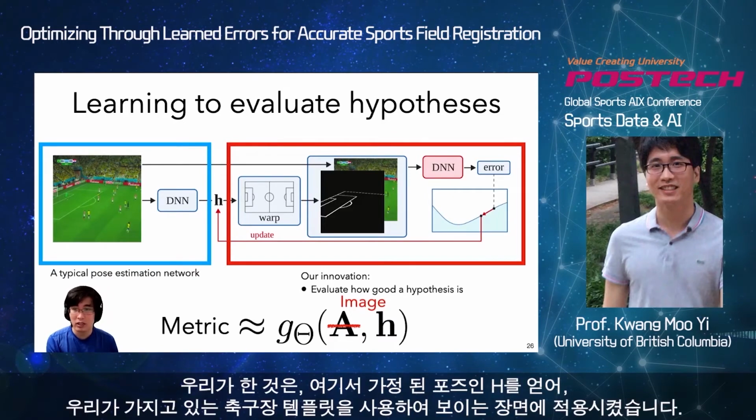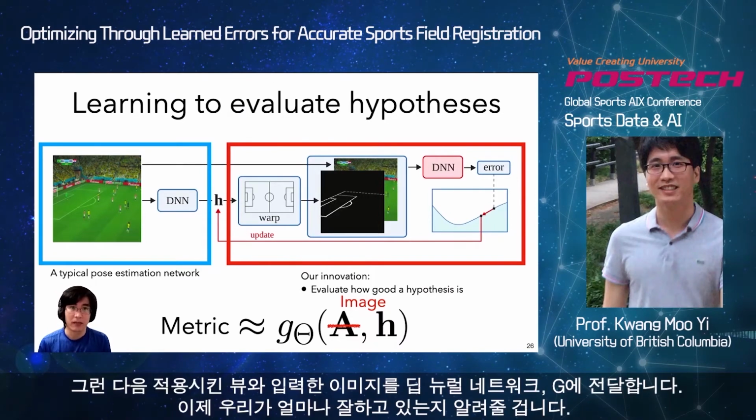What we do is we get an H here, which is a hypothesized pose. And then what we do is we use the soccer field template that we have to warp that into the view. And then we use those warped view and the input image and pass it to a deep neural network, G, which is now going to tell us how good we are doing.